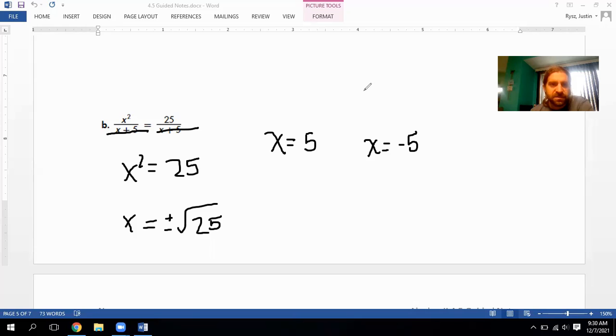What we need to do though is check: can any one of those answers, if we plug it into the denominator, make it equal 0? If we plug 5 into the denominator, 5 plus 5 is 10. That is not 0. That's a good answer. If we plug -5 in, -5 plus 5, that's 0. That doesn't work out. Okay.